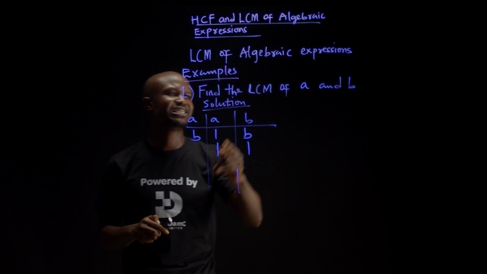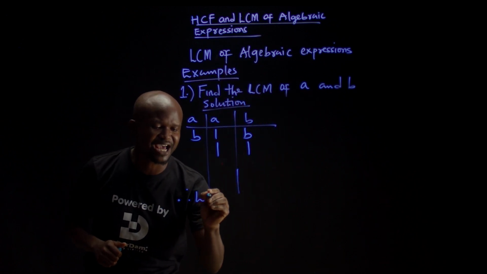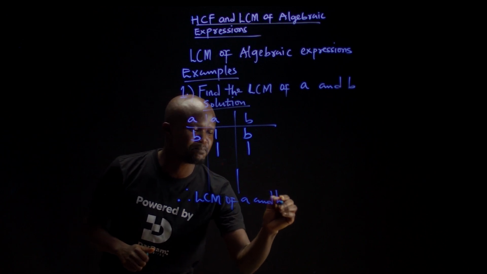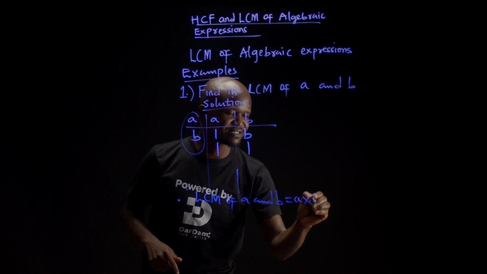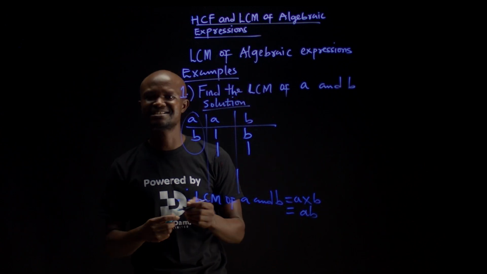Now, let's get the final answer to this question. It means that the LCM of A and B will give us A times B. And that is AB. That is the answer to the problem.